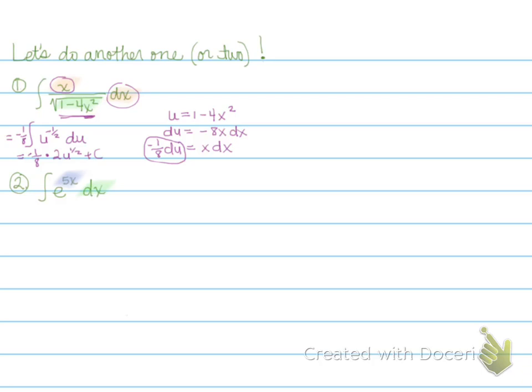The final step is to plug back in your x expression. And you get negative 1/4, because 2 times negative 1/8 is negative 1/4, times the square root of 1 minus 4x squared plus c. And that's your answer. Let's try this next one. The u in this problem is going to be 5x. See how the 5x is a little function inside of the big function e to the x?